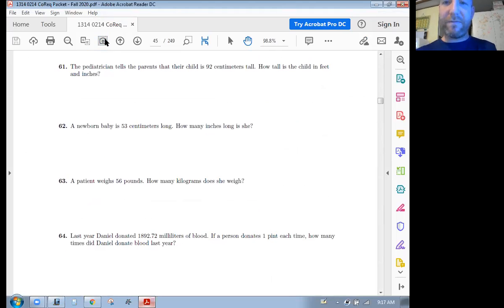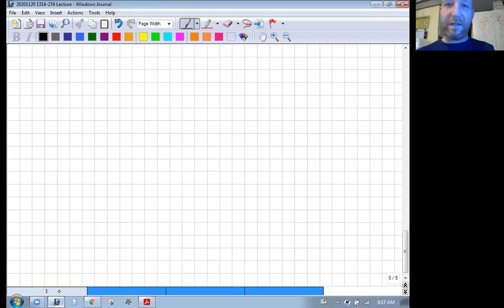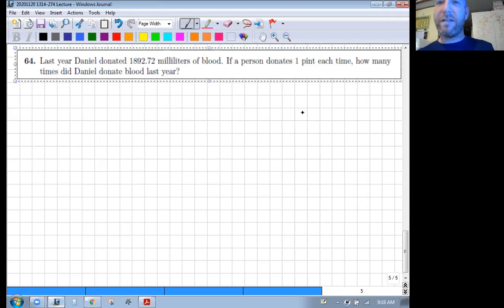All right, y'all can convert centimeters to inches, right? That shouldn't be too big of a problem for you. Pounds to kilograms. I think y'all can handle that. Let's look at this one. It's a little more complicated.